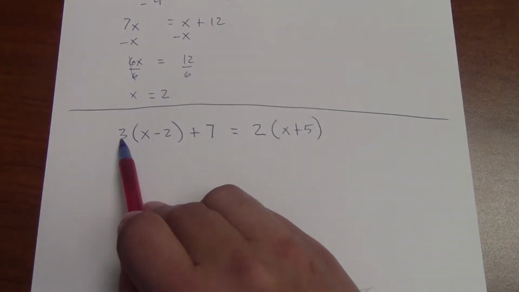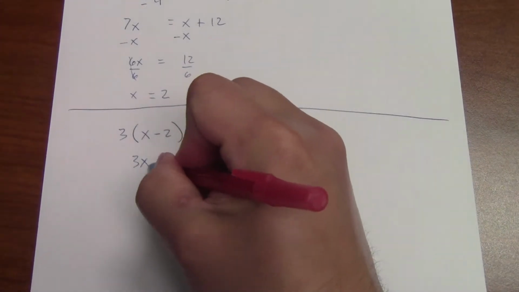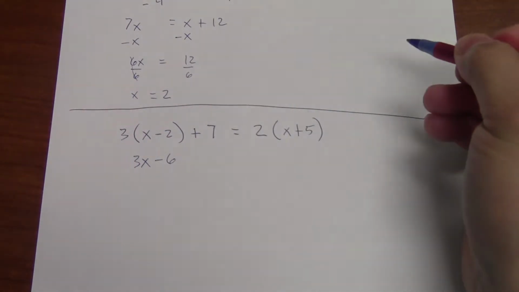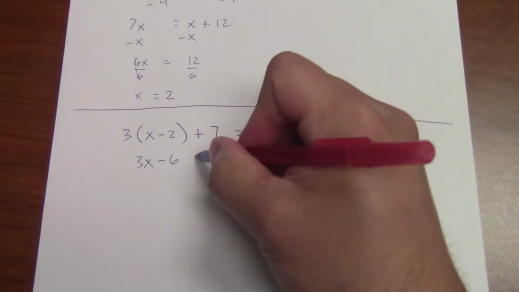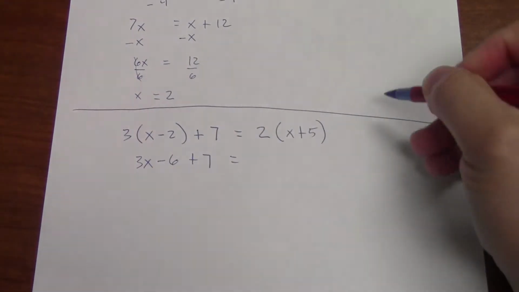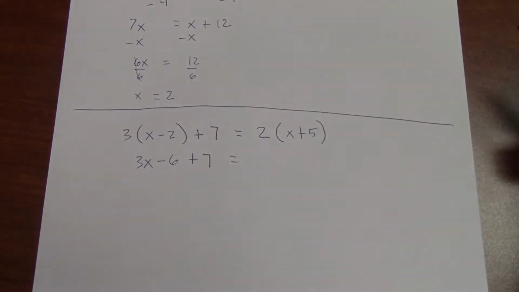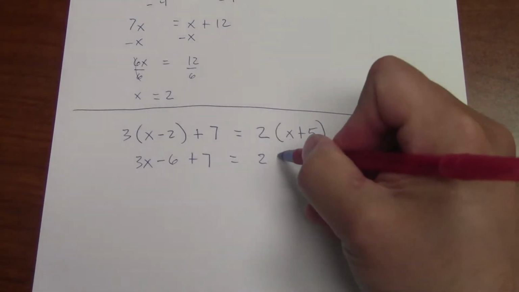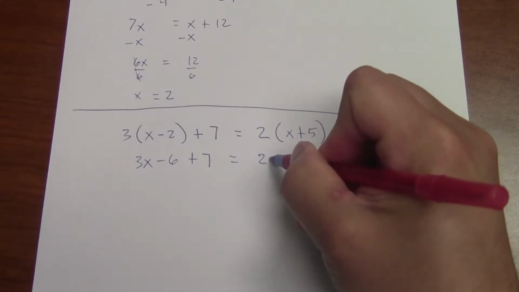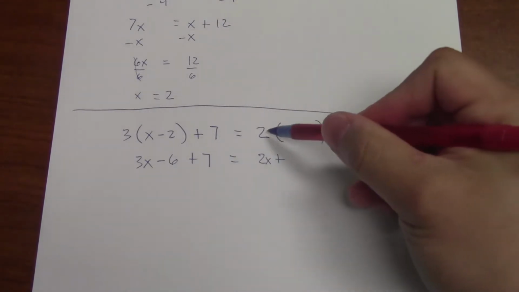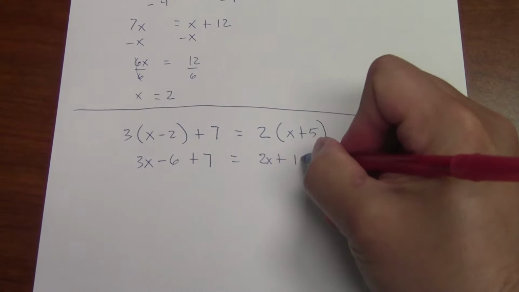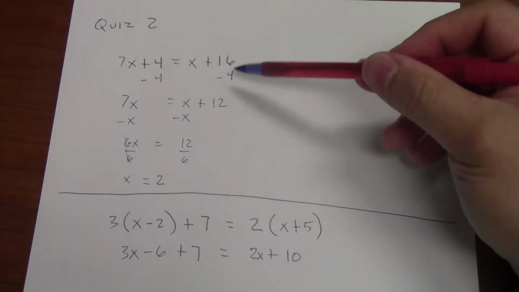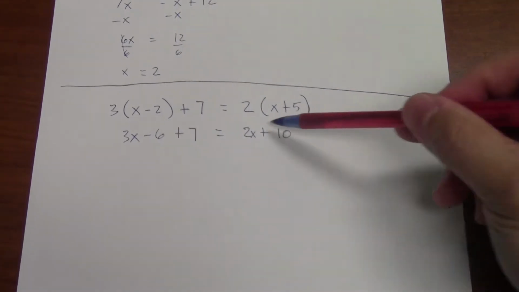So 3 times x is 3x. 3 times negative 2 is negative 6. All right, and I can bring everything else down. So plus 7 equals 2 times x is 2x. 2 times 5 is 10. There we go. Now, just like I did in the problem up here, I take this and I just combine everything.